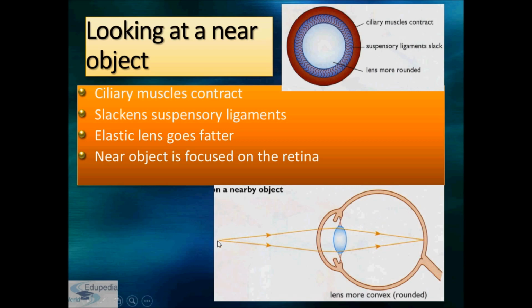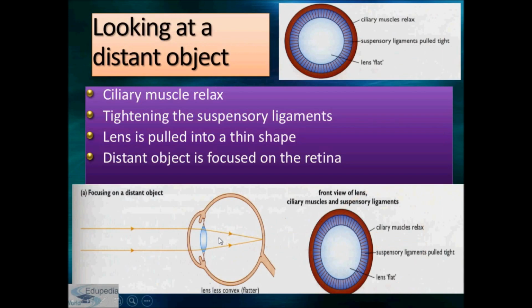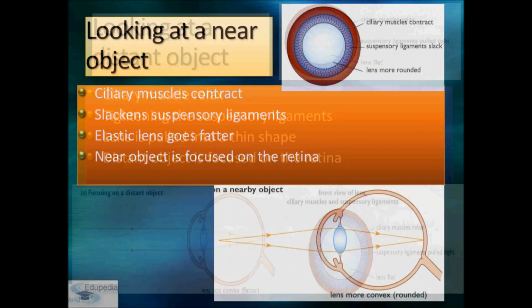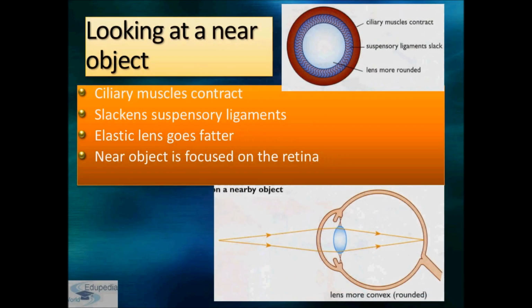See, suppose the object is kept very close to our eyes and the rays are coming from that object; they are bent by the cornea and then focused on the retina here. So it makes the lens more rounded and fatter, whereas in the previous case the lens became tighter, thinner, or more flattened in shape. So this is how it works when we look at a nearby object.